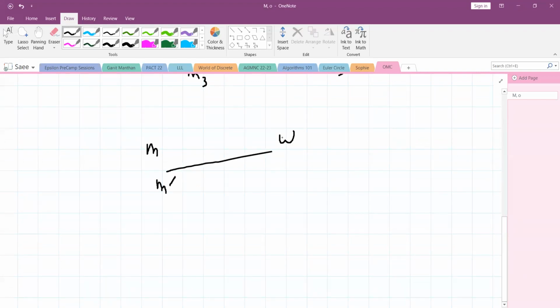So if she likes M prime better, she'll reject M, so M has to go and propose to somebody else. Otherwise, she'll reject M prime and get together with M. So M prime now becomes what I will call free. M prime is not engaged to anybody. So this is what we are going to do, and we keep on doing this for an indefinite amount of time.